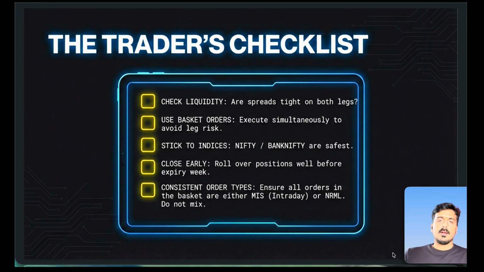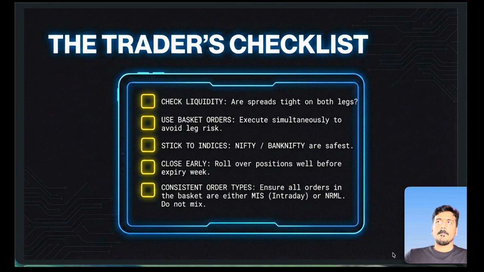So finally, let's come to the checklist. We understand that we are using options to create synthetic futures, and we are going to save some charges. But we should not forget the risk that is coming from this. The first thing is, whatever instruments you are trading, make sure the liquidity is good. Always use basket orders and execute all the legs at once. Stick to indices. Don't go to stock FNO if you are not used to it or if you don't have experience in it. This last thing, I've heard many people making this mistake.